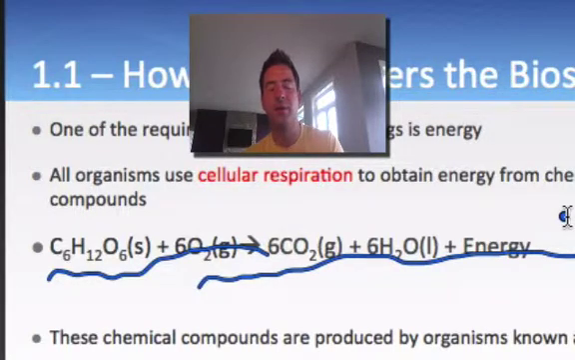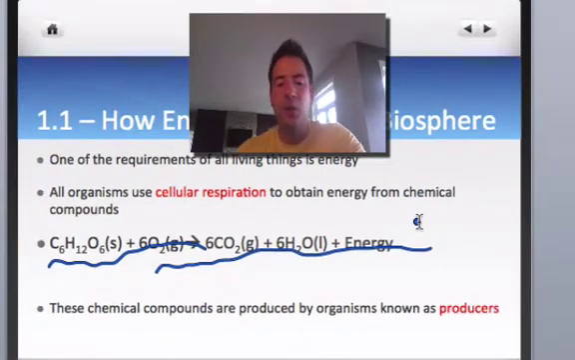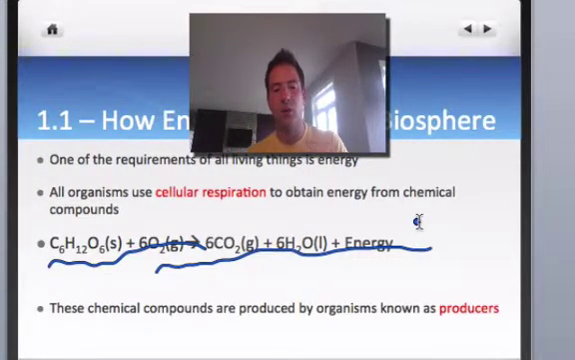Now, we're going to see the correlation between cellular respiration and photosynthesis. We're going to look at the reactants of one versus the reactants of the other, and the products of one and the products of the other, and we're going to see that there's a direct correlation between the two, and they're both extremely important in sustaining life on Earth. Now, the chemical compounds are produced by organisms known as producers. What is actually built is by our producers, and that's what obtains and stores the energy that is passed on.